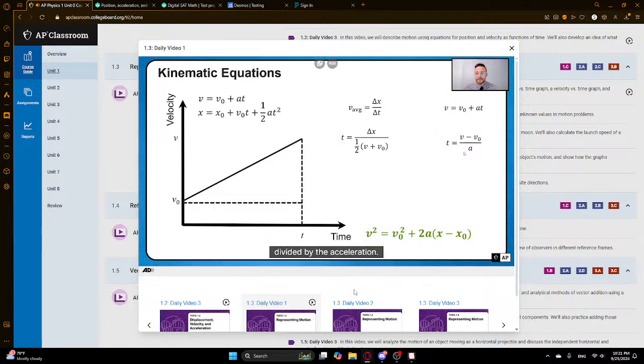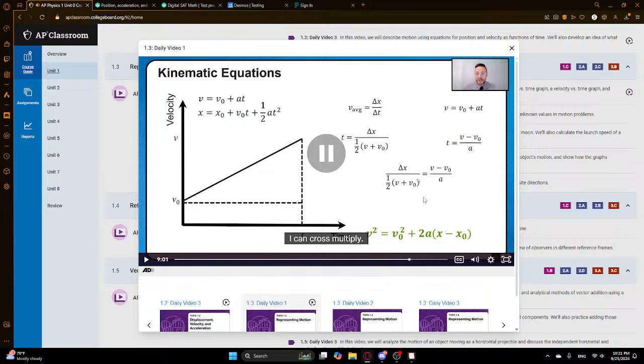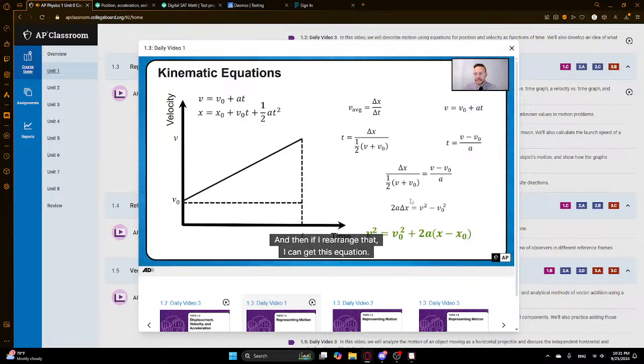I can set these two terms equal to each other, and I can cross multiply. So I'm going to have 1/2 times final velocity plus initial velocity times final velocity minus initial velocity. That's going to equal acceleration times delta x divided by 1/2. And so it reduces to this. And then if I rearrange that, I can get this equation.